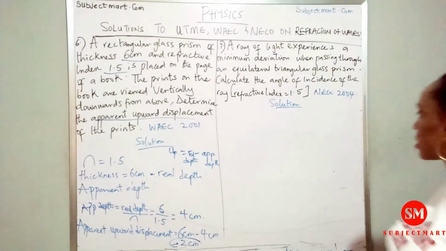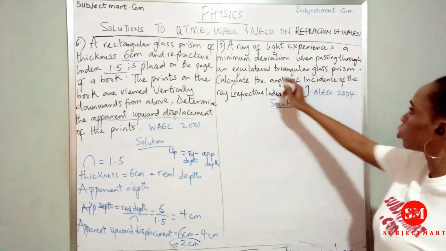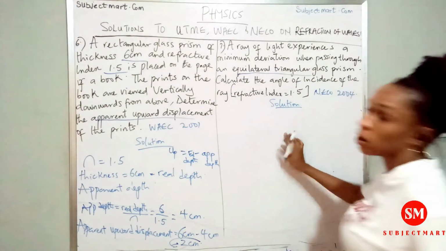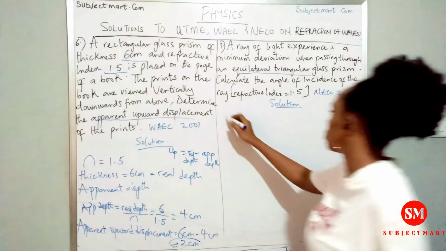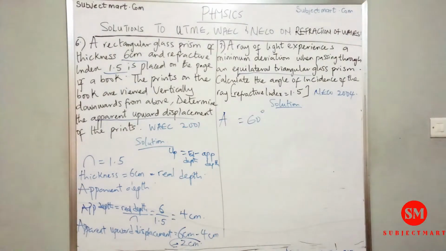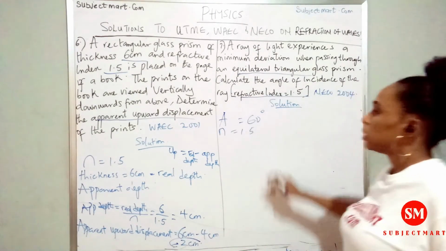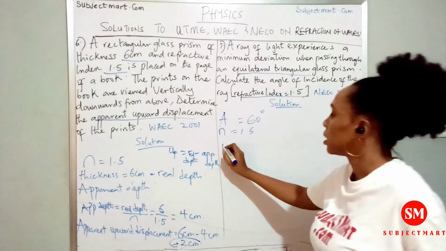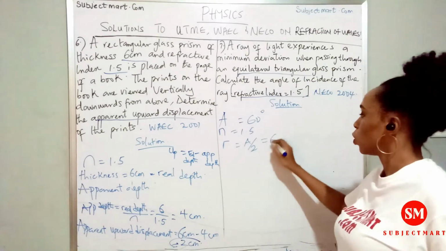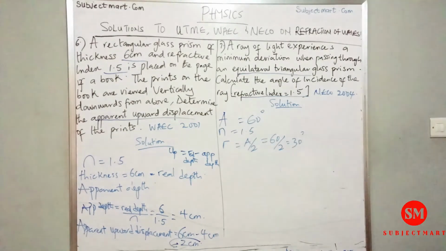Now the next question here says, a ray of light experiences minimum deviation when passing through an equilateral triangular prism. Now note, the angle in an equilateral triangular prism is 60 degrees. So we have our A is equal to 60 degrees. And then we are given our refractive index, which equals 1.5. Now when A is 60 degrees, there's a formula that says angle of refraction is equal to A over 2, which equals 60 over 2. So we have our angle of refraction.